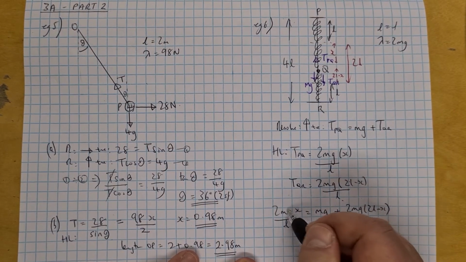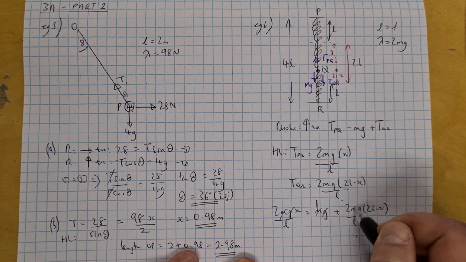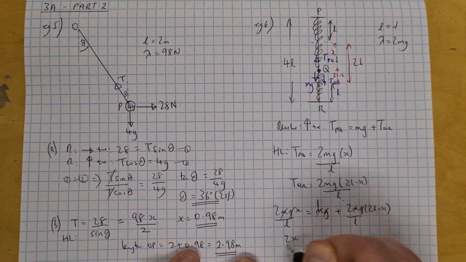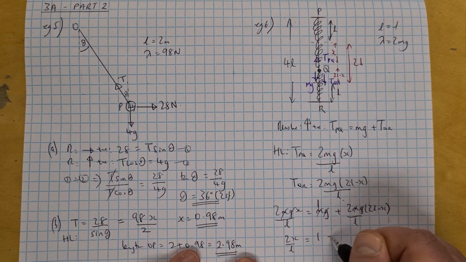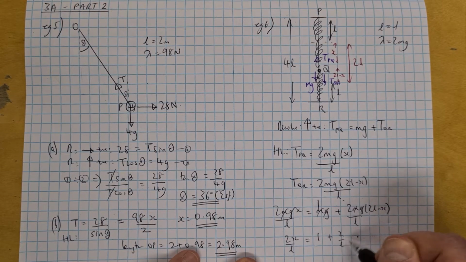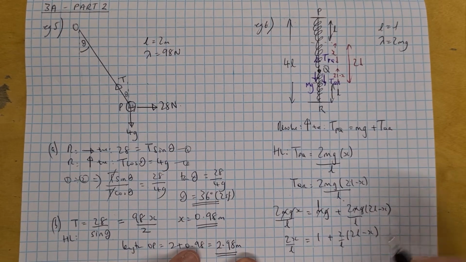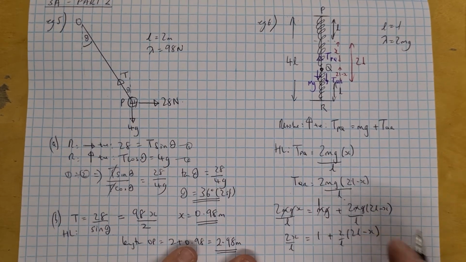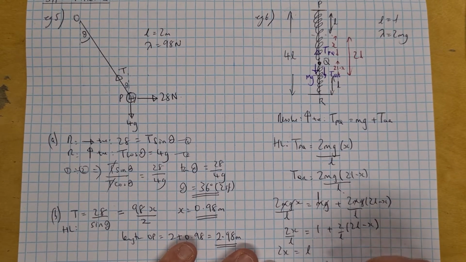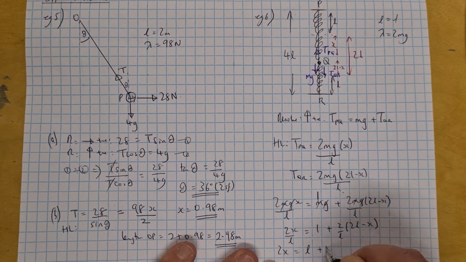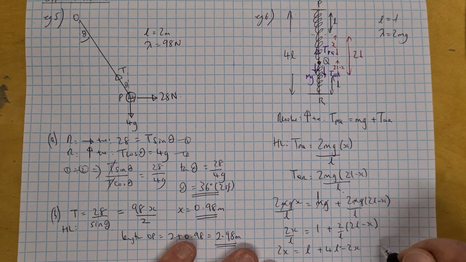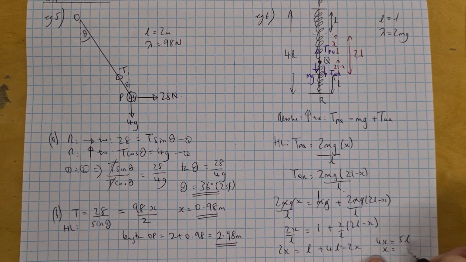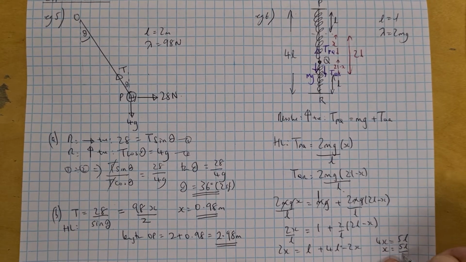You can see that the mg's all cancel out, remembering that becomes 1. So then we're going to have 2x over L is going to equal 1 plus 2 over L lots of 2L minus X. It's probably simpler then to times everything by L. So we've got 2x is going to equal L, so 1 times L plus 4L minus 2x, and we end up with 4x equals 5L. So we have the extension in the spring is 5L over 4.